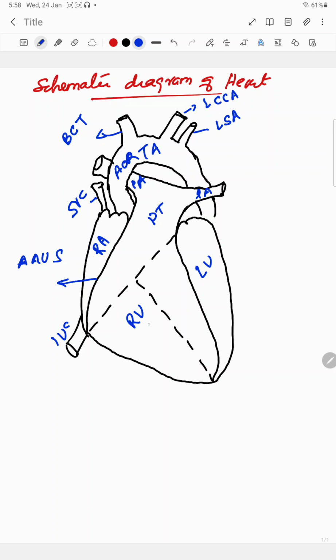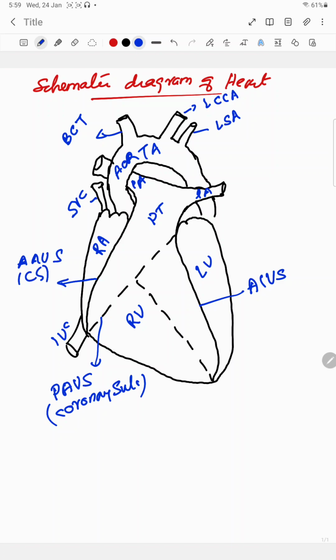So what about the right ventricle, left ventricle? So this will be anterior interventricular sulcus. What about this one? That is the posterior atrioventricular sulcus. Atrioventricular sulcus is also known as a coronary sulcus. You know that, coronary sulcus. This is the posterior one. Here is the coronary sulcus, anterior coronary sulcus. Okay, and what about this one? This is the posterior interventricular sulcus.